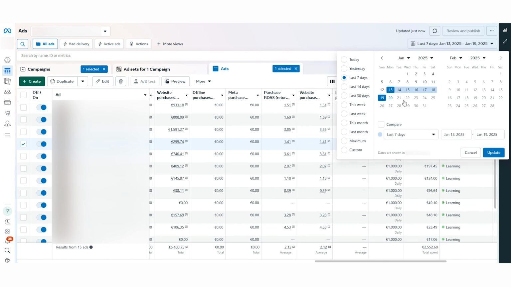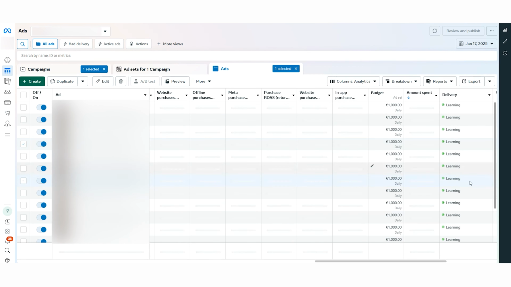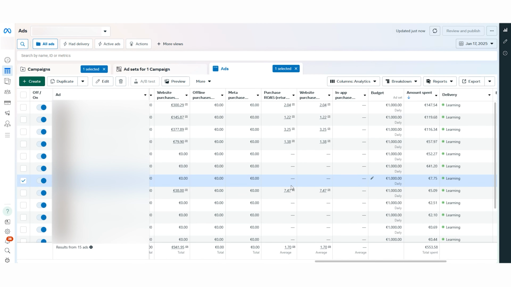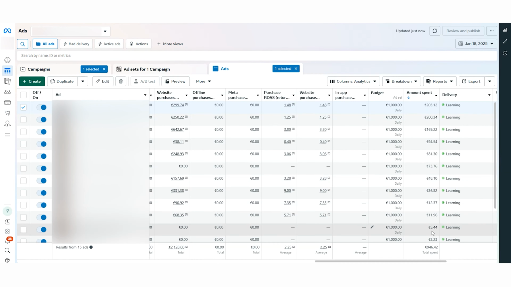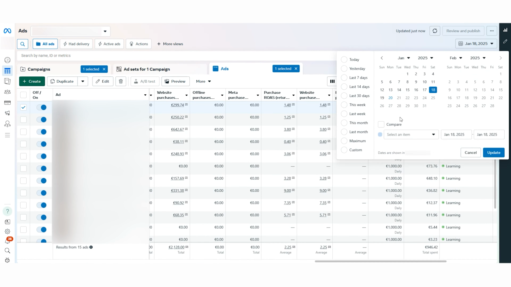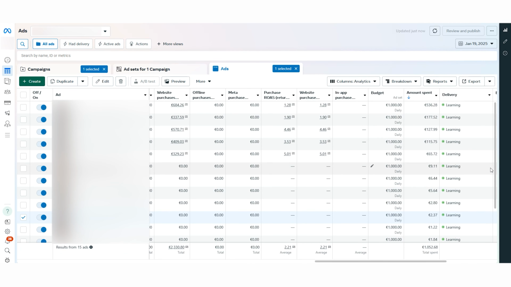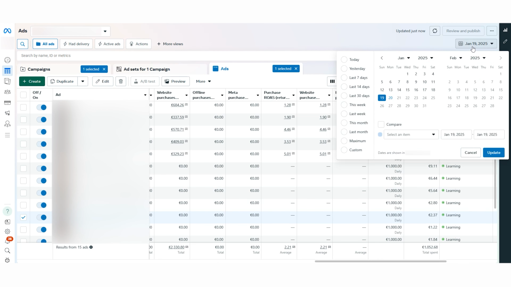Oh, so it became the leading ad. So it wasn't the leading ad. So we can see that it was there. You see here it wasn't spending, nothing was spending here. So on the 18th, it became the leading ad, spending 200. And yesterday it didn't spend, while we had another leading ad.